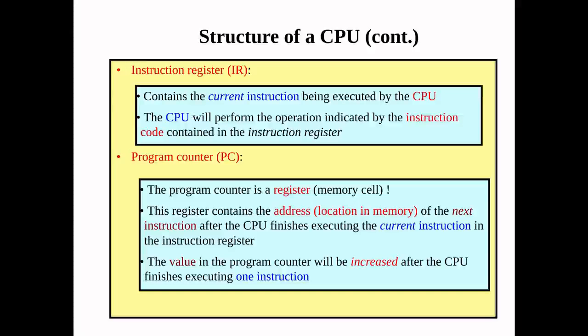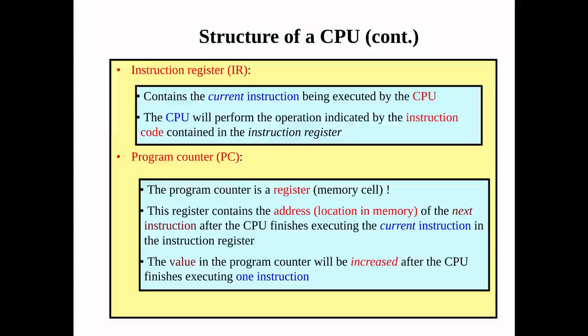Your instruction register contains the current instruction that is being used by the CPU. It performs the operation indicated by the instruction code that is contained in the instruction register. Basically what that means is the instruction register is the data, the command, whatever the CPU needs. The instruction register holds that particular information, and the CPU uses that for the next process.